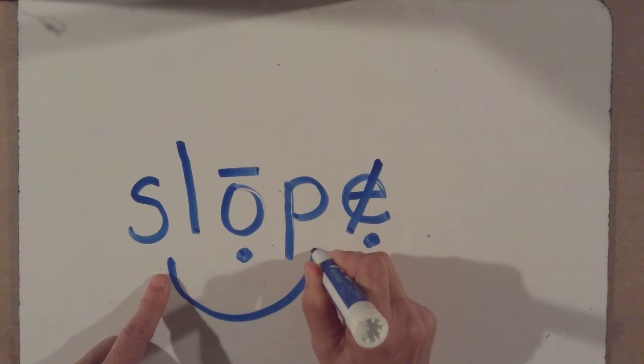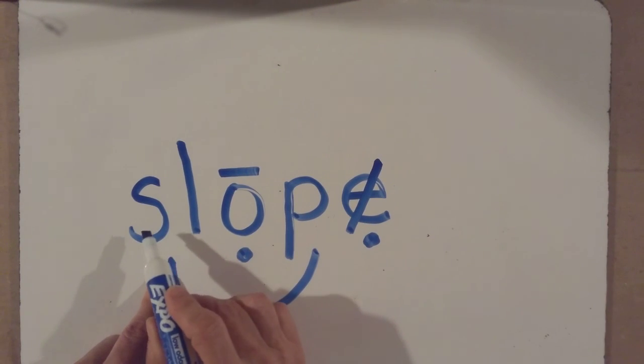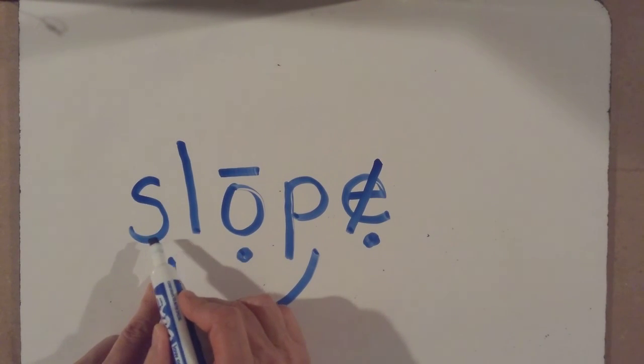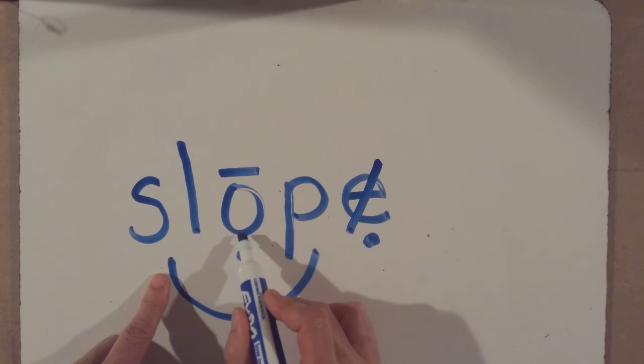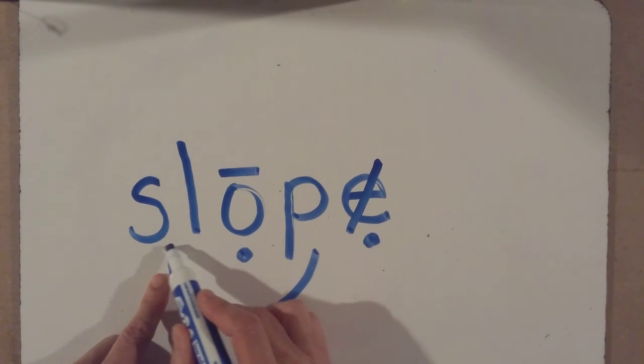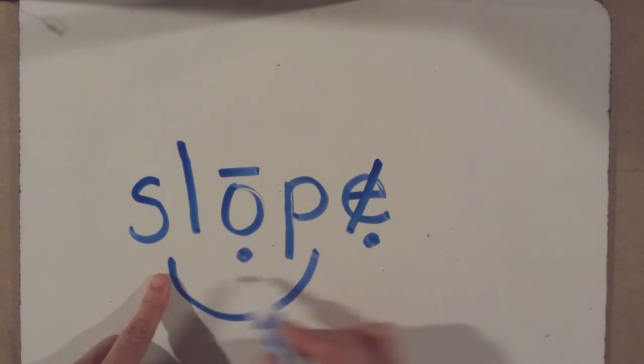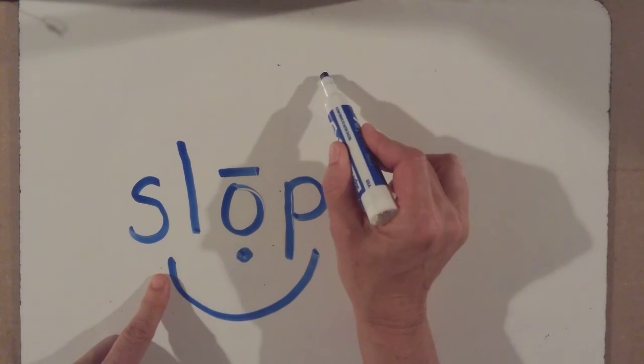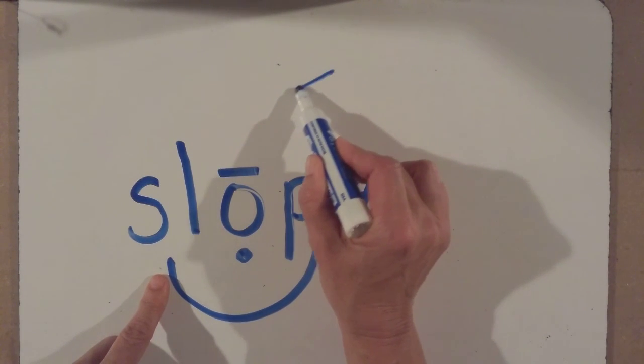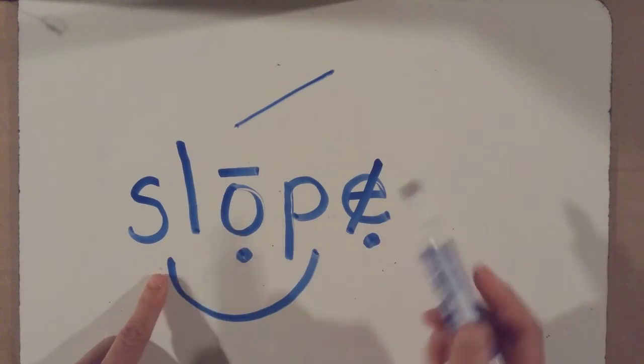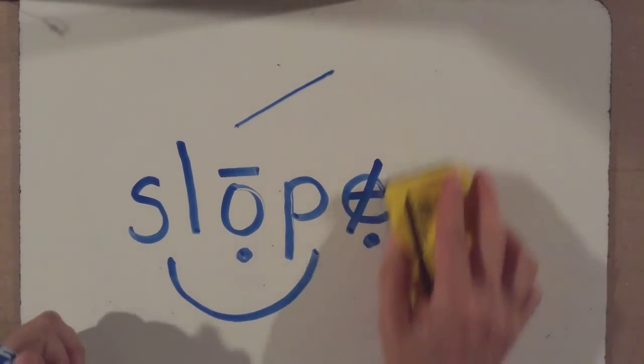And one syllable. And let's touch our sounds. S, ol, ope, slope. Slope. A slope is an incline or a decline. Like that. That letter is a diagonal. It's on a slope. Okay.